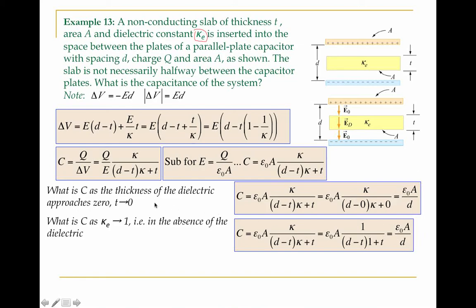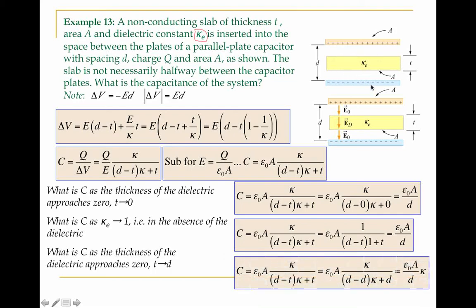So whether t goes to 0 or kappa goes to 1, it's basically this guy does not exist there. Now, the third part, what happens if t goes to d? If t goes to d, that means the space in between these two guys is filled by the dielectric material. That means it's going to be C multiplied by kappa. Let's see it. So if t goes to d, I'm going to substitute for t as d.